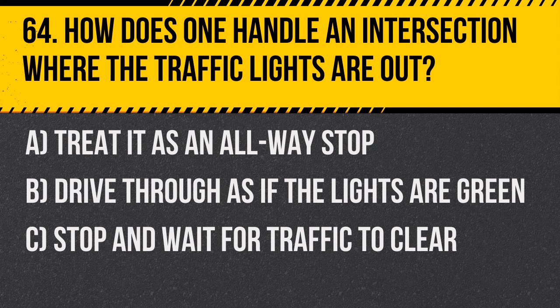Question 64. How does one handle an intersection where the traffic lights are out? A. Treat it as an all-way stop. B. Drive through as if the lights are green. C. Stop and wait for traffic to clear. Answer. A. Treat it as an all-way stop. All vehicles must stop and proceed with caution.